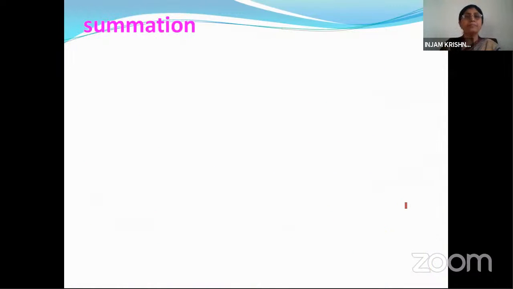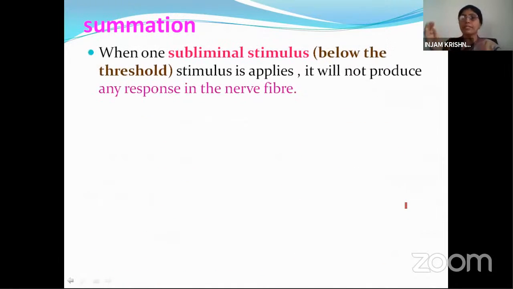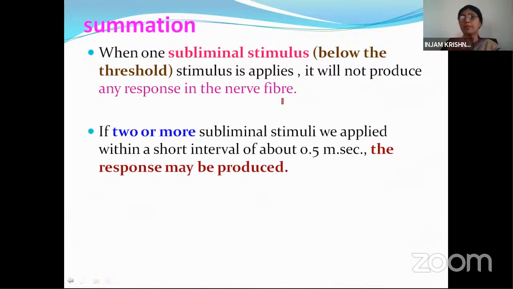Next, summation. What is summation? The name itself indicates it: adding small groups together is called summation. If a stimulus is not able to reach the threshold, that is called a subliminal stimulus. When a stimulus below the threshold is applied, it will not produce any response in the nerve fiber. Already we discussed, if it is sub-threshold, there is no action potential. That is a subliminal stimulus.